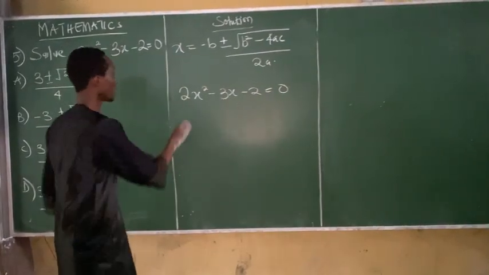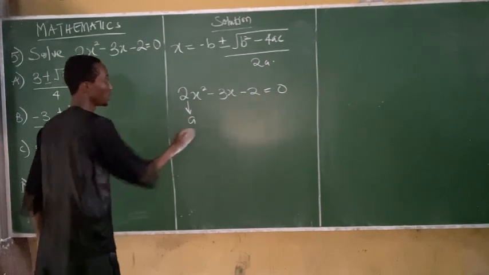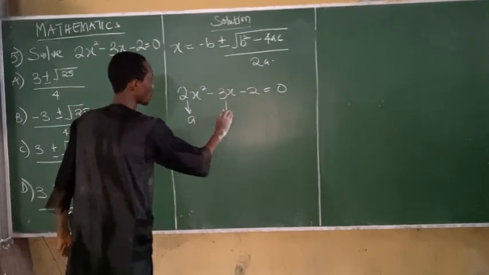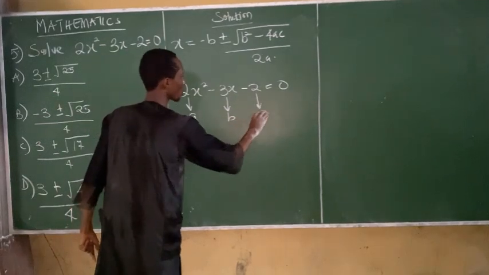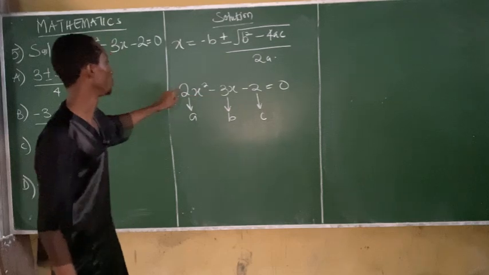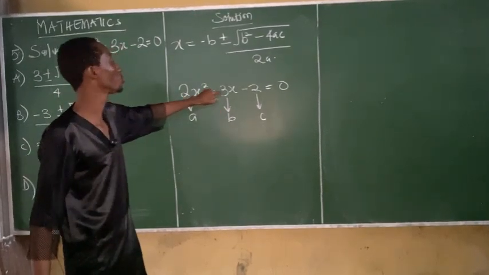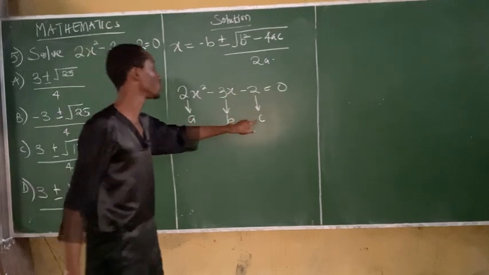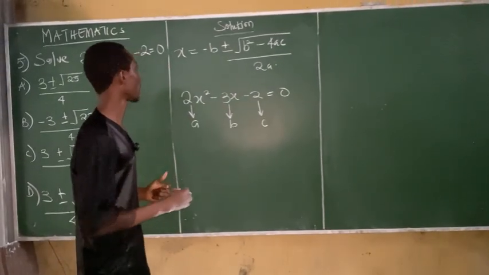From this equation, the coefficient of x squared, we call it a. The second one, we call it b. And this constant is called c. So anywhere we see a in this formula, we replace it with this value, 2. Wherever we see b, we replace it with minus 3. And wherever we see c, we replace it with minus 2. Let's get started.